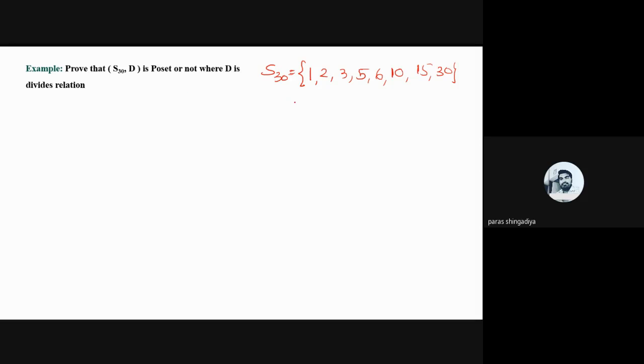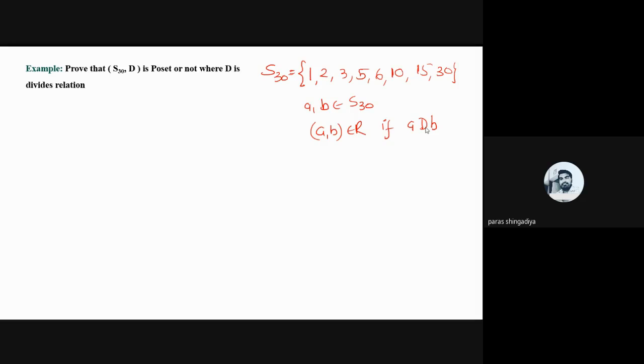And here the divide relation is given. What is the meaning of that? For A, B belongs to S30, okay, you can take any two numbers from S30. A, B belongs to R. Okay, when we say A, B belongs to R, if A divides B, okay, A divides B, if it is satisfied, then we can say that A comma B belongs to R.